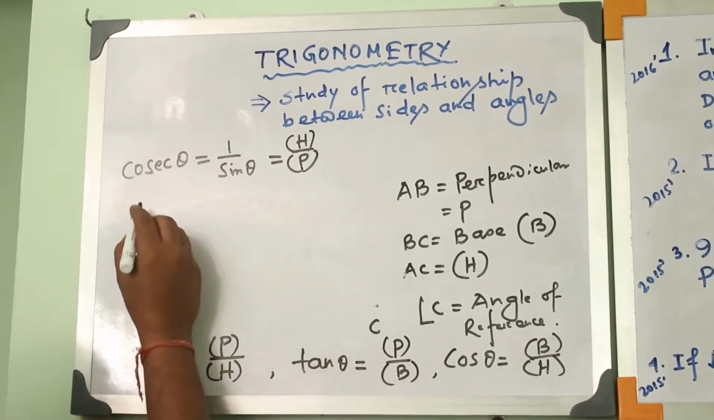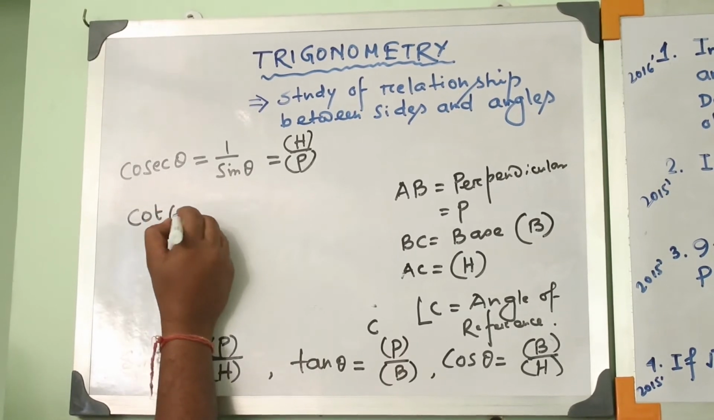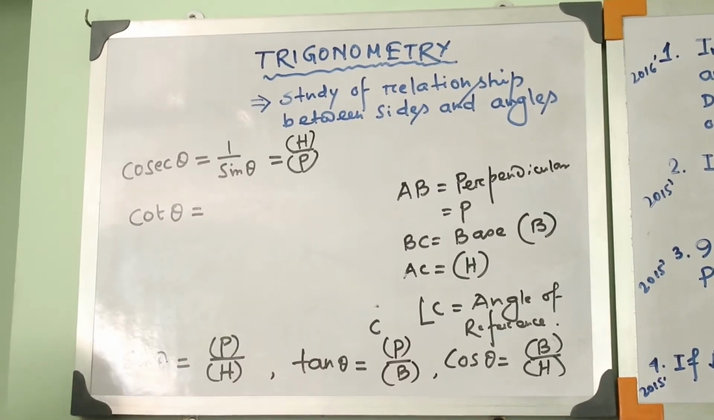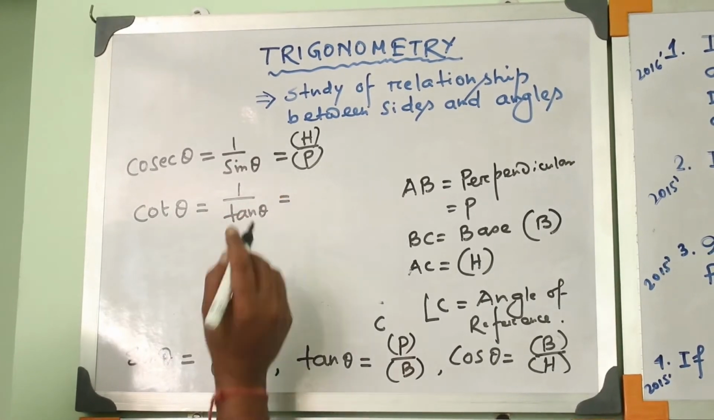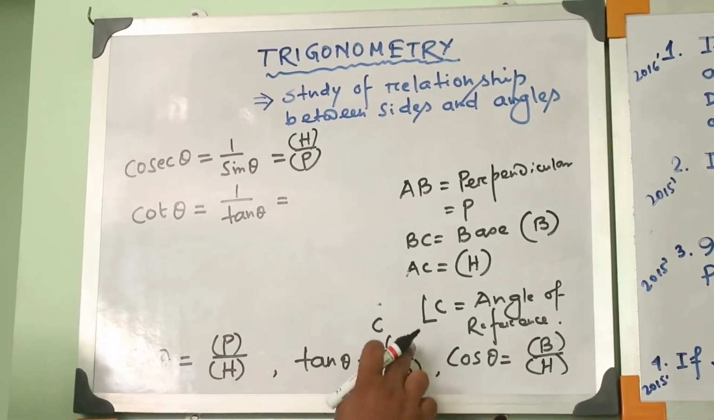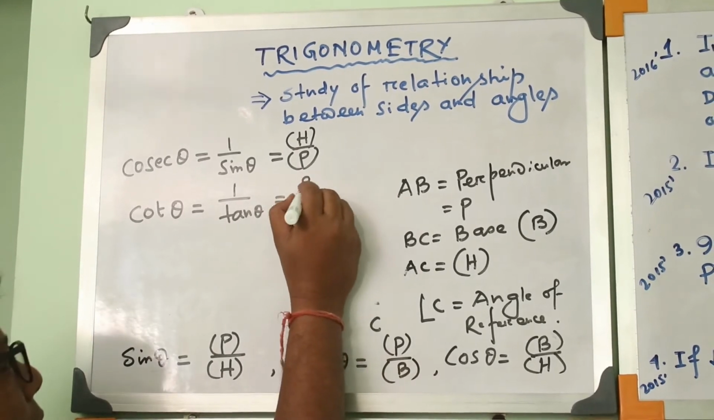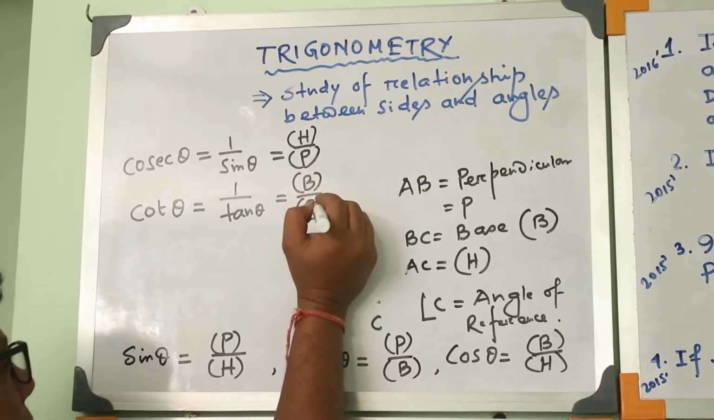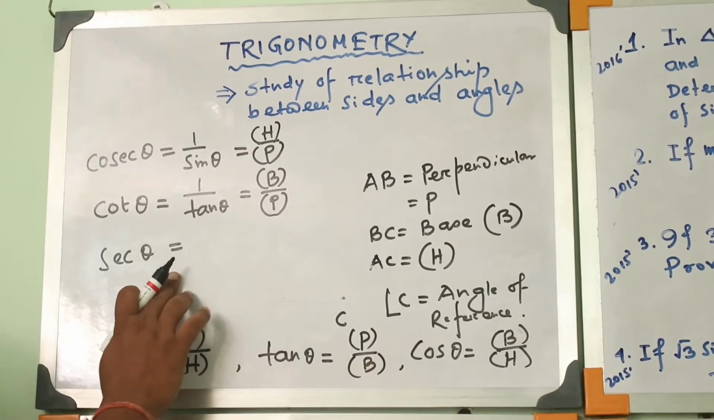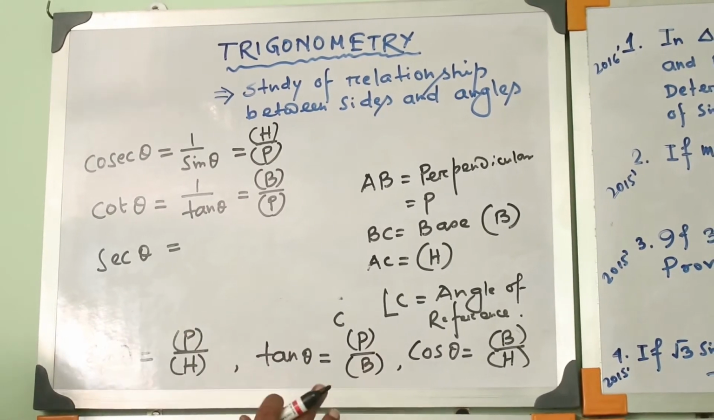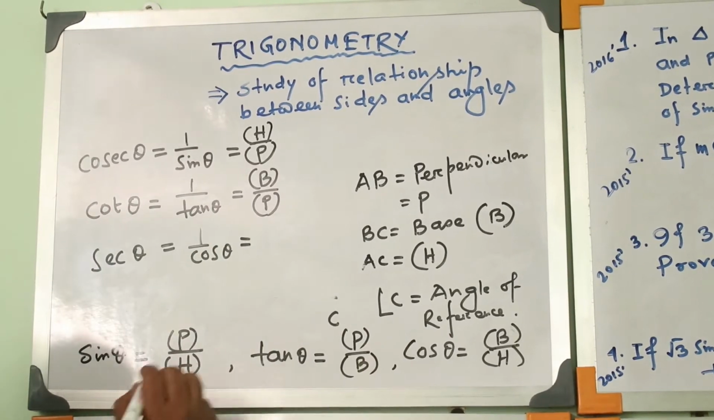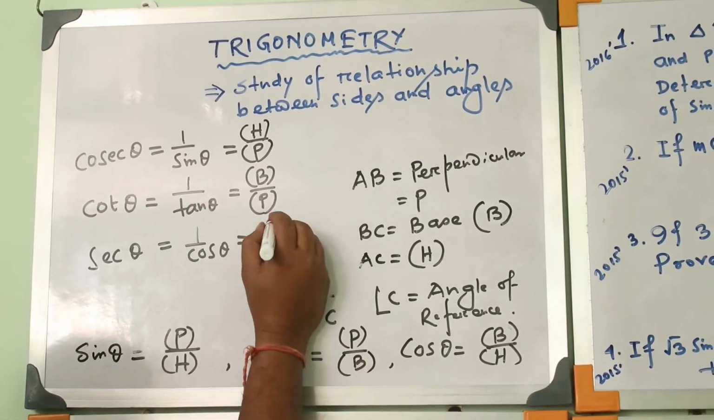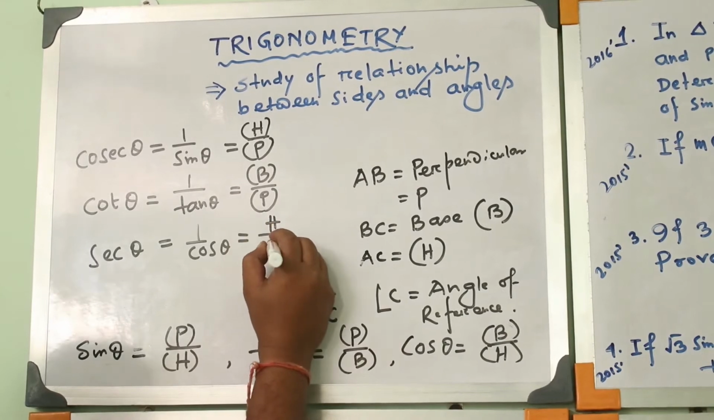Tan theta, you want to know the ratio of cot theta. Cot theta is equal to 1 by tan theta. What is the value of tan theta? P by B. So you can write B by P. Next one, sec theta. Sec theta is equal to 1 by cos theta. That means H by B.